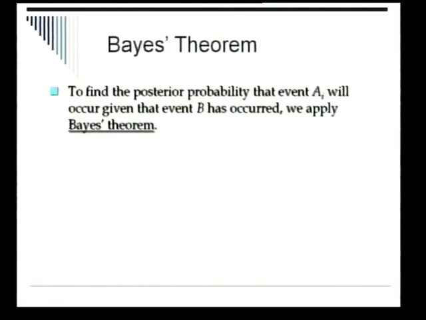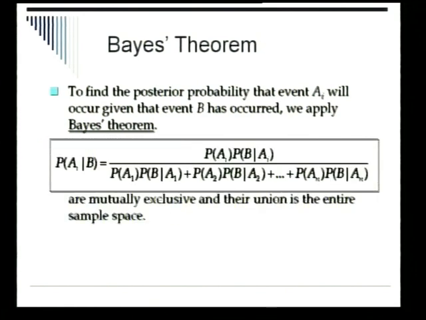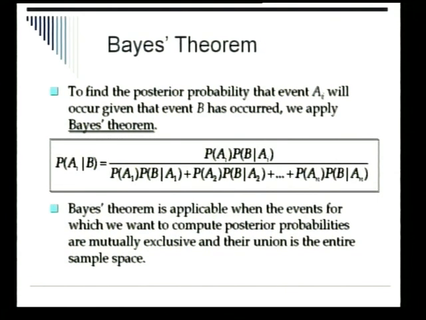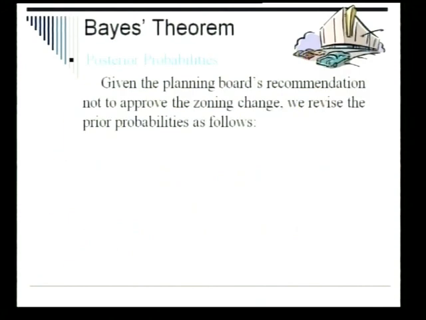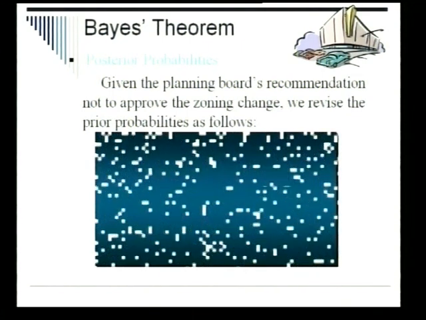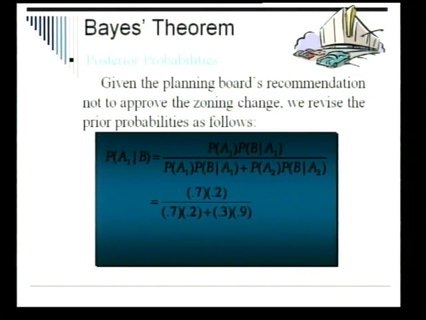So to find the posterior probability, that event Ai will occur given that B has already occurred, we apply Bayes theorem here. This is the equation for the Bayes theorem. This we have already discussed, right? Okay, so posterior probabilities, how to compute? Given the planning board's recommendation not to approve the zoning change, we revise the prior probabilities.